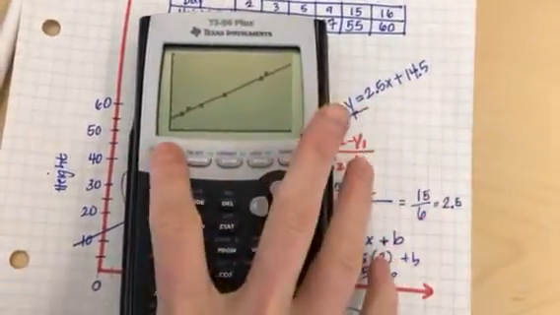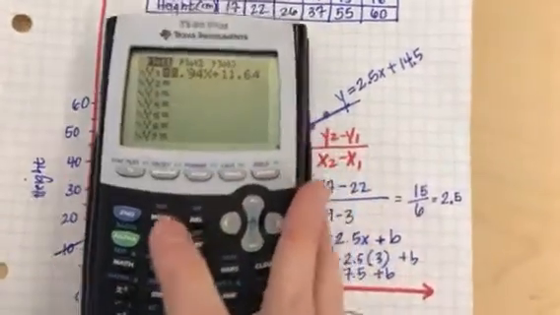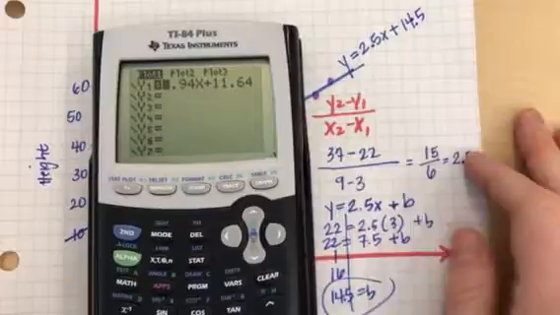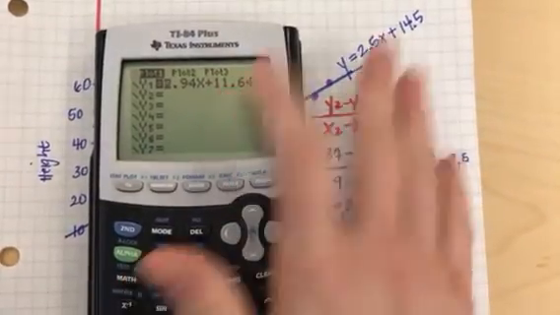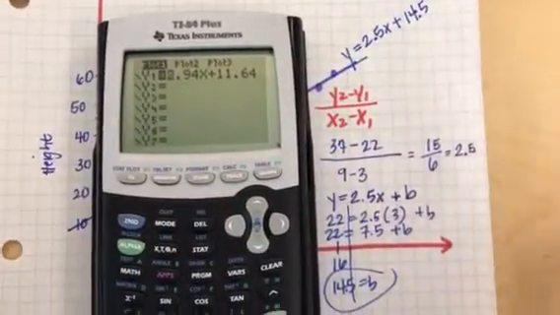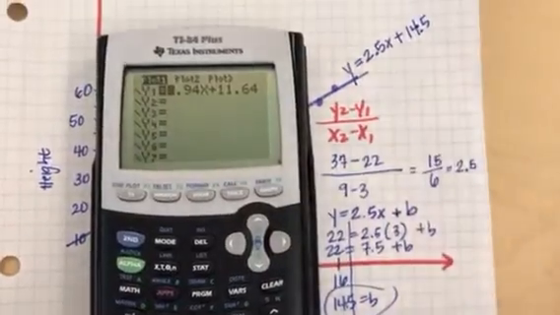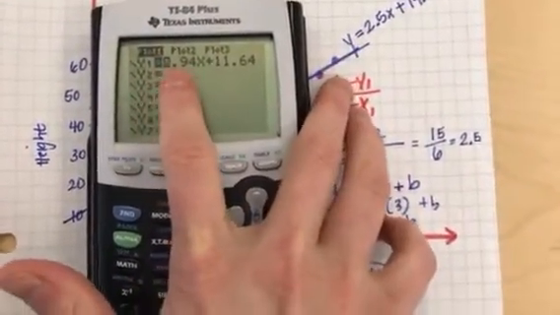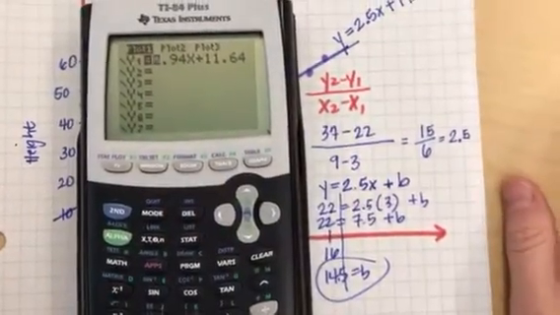So now if I had to go and describe, which you're going to have to do, what the equation tells me about the plant's height, you would say that the height started at about 11.64, or you could say approximately 12 centimeters, and it's growing by about 3 centimeters each day.